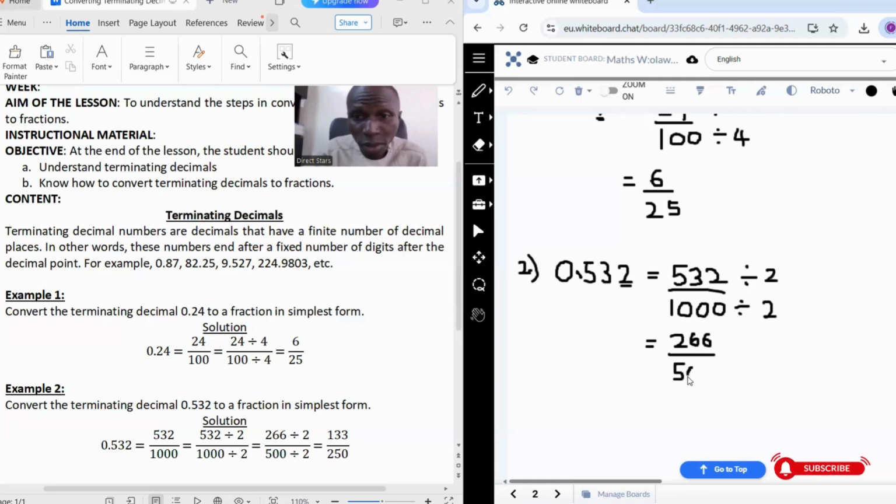But there's still a number that we can use to divide the numerator and also use the same number to divide the denominator, and that's 2. So we divide the numerator by 2, and we also divide 500, which is the denominator, by 2. So 266 divided by 2, we're going to have 133. Then 500 divided by 2, we're going to have 250. So with this, we've converted 0.532, which is a terminating decimal, to a fraction in the simplest form, which is 133 over 250.